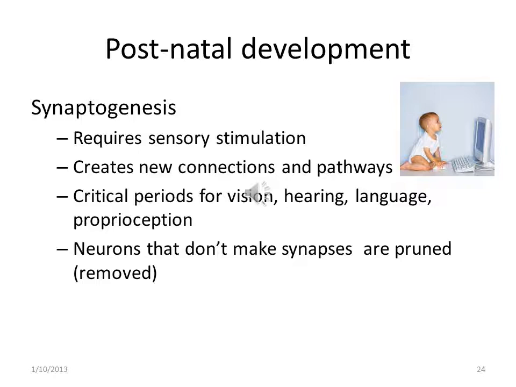There are critical periods that appear to exist for vision, hearing, language, and proprioception, and those neurons that don't make connections during this time are pruned away or removed, which is why, although we are born with many neurons, we do lose some as our brain grows and develops, and that's a perfectly normal process.